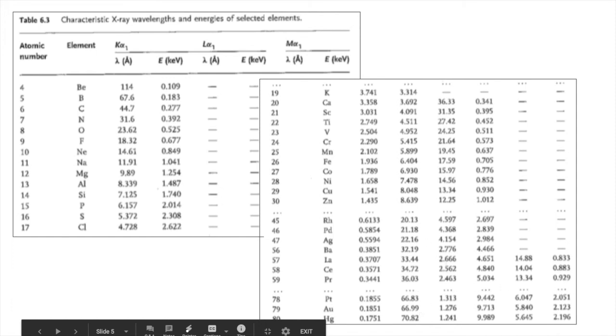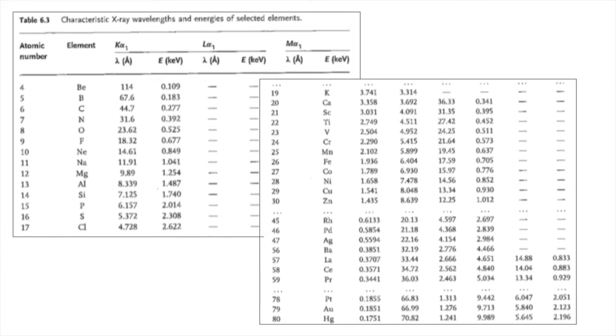So that gives us a lot of things to think about when we think of the spectrum for something like EDS.